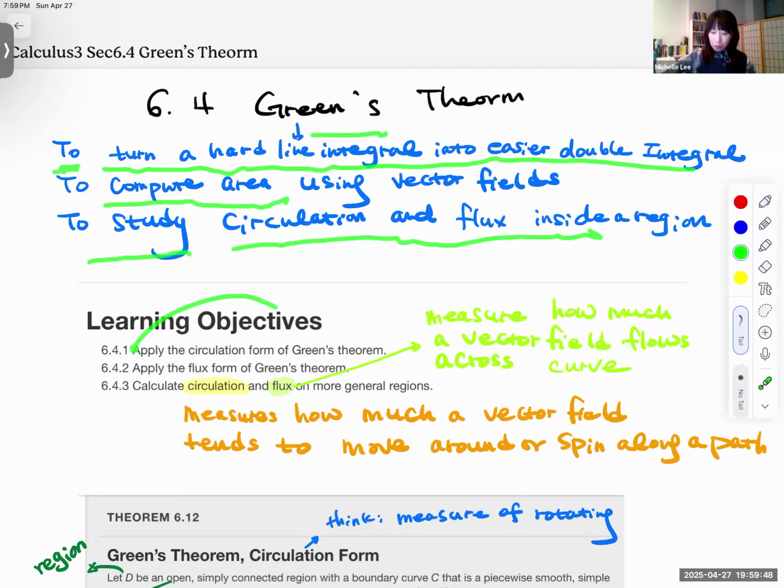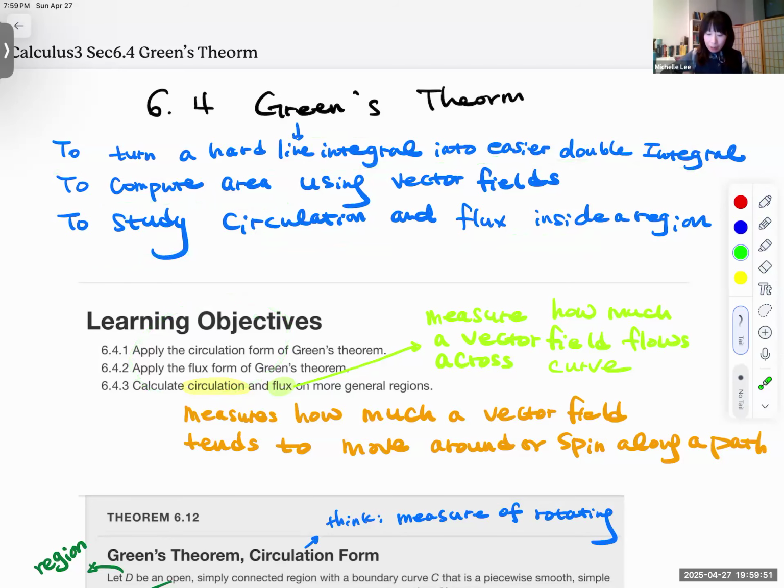So we have a learning objective. We have circulation and flux. Circulation means we measure how much a vector field tends to move around or spin along the path. And flux measures how much the vector field flows along the curve.